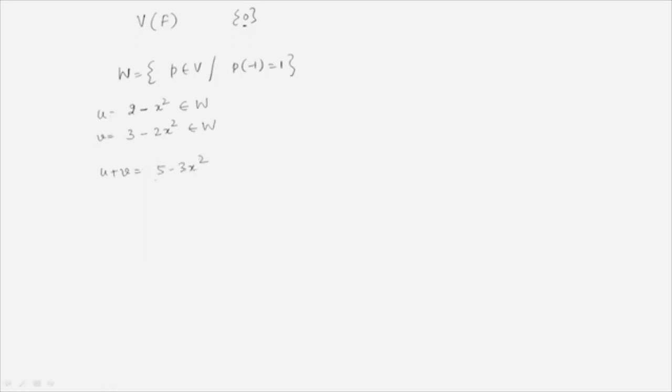And this polynomial at minus 1 is equal to 2, which is not 1. That means this element does not belong to W. So, we have shown that it is not closed with respect to vector addition, and hence we can say that it is not a subspace of this vector space V.